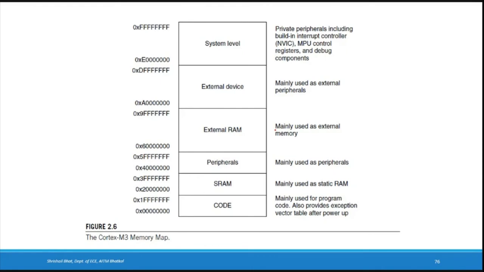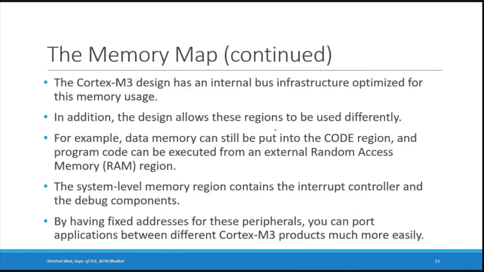Through this we can easily access the different components and peripherals as well as memory. So the Cortex M3 design has an internal bus infrastructure optimized for this memory usage. When there is a memory, it has to be interfaced to the processor core through some wires. That is called the internal bus infrastructure.